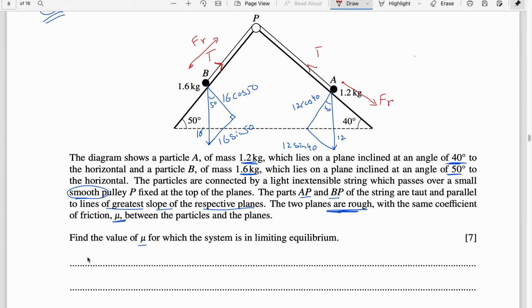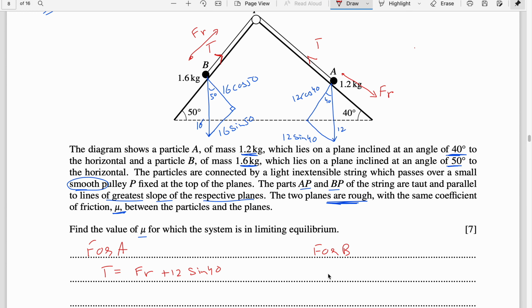Now we write the equations. Let's say for A, tension is above, and friction and weight are downwards. So I can say T equals friction plus 12 sine of 40. On the other hand, for B, we see that friction is upwards, tension is upwards, and component of weight is downwards. So I'm writing 16 sine 50, which is downwards, equals friction plus tension.